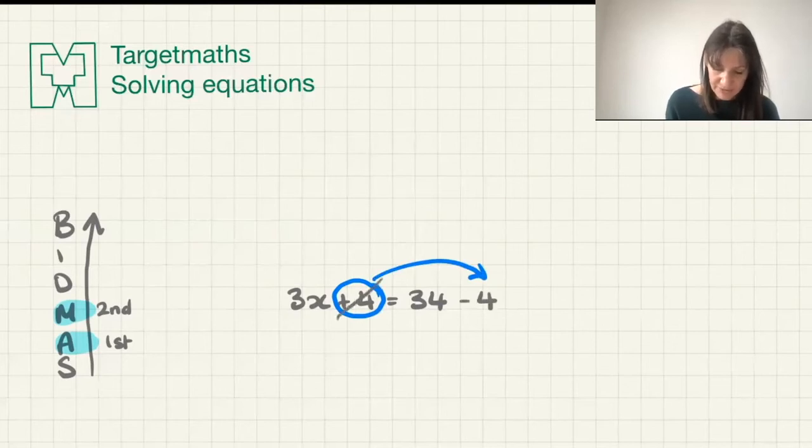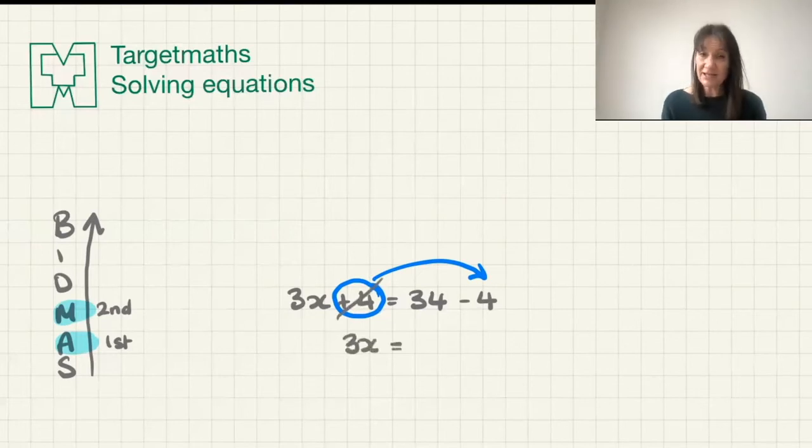That has now gone, leaving me 3x equaling, and I've got a piece of maths that I'm actually going to do. So it's as tidy and as neat as I can make it, okay? So I've got 3x equaling 30. I can see 3 times 10 is going to give me 30, but I'm going to do the step because I want to learn this method for when I can't see it, all right?